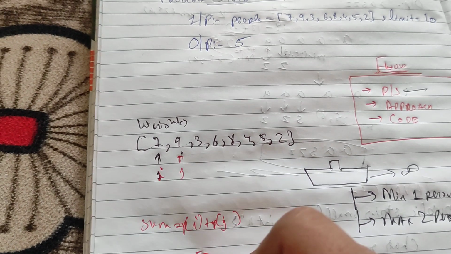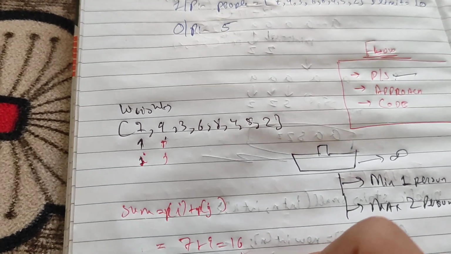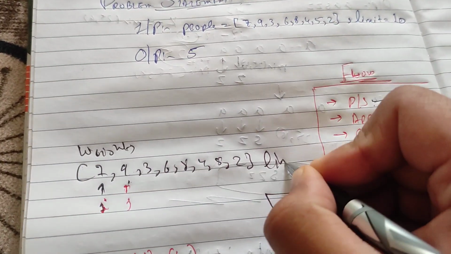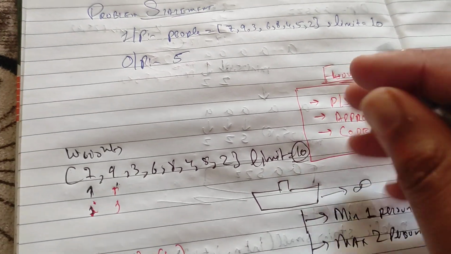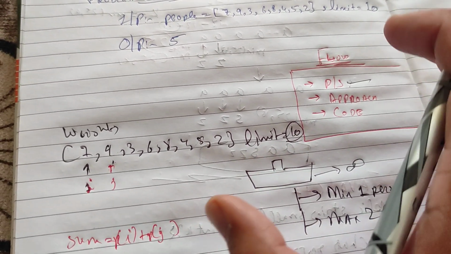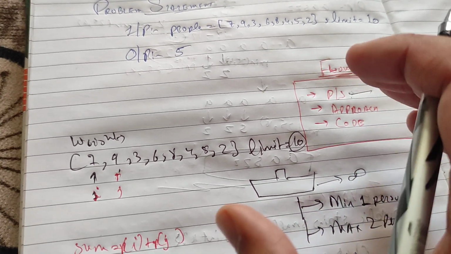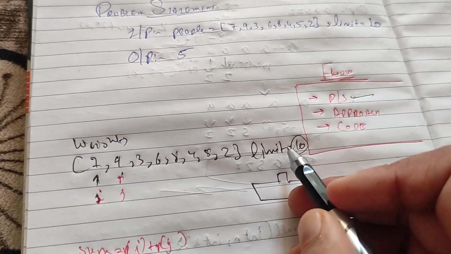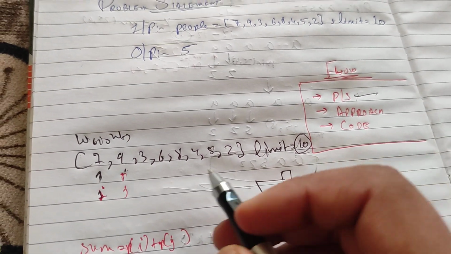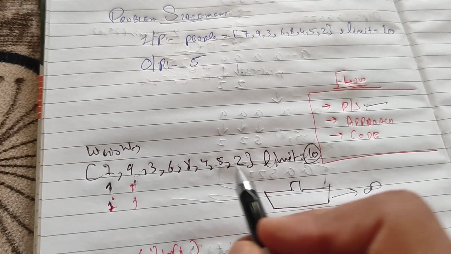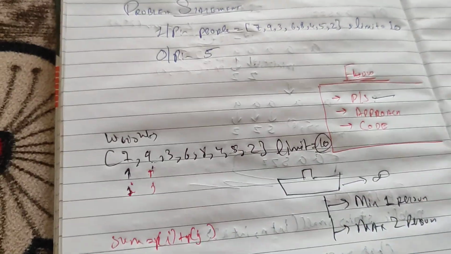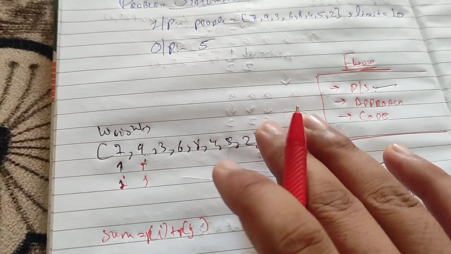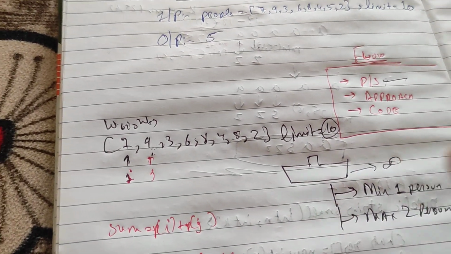Right now 7 plus 9 is 16, which is greater than our limit. Our limit is given as 10. I forgot to tell you what this limit is: it is the maximum weight the boat can hold. Up to 10. And remember one more thing: whatever weight is present over here, the boat limit will be at least that much. It can never be less than that. So it will definitely carry either 1 or 2 persons, but the limit will always be greater.